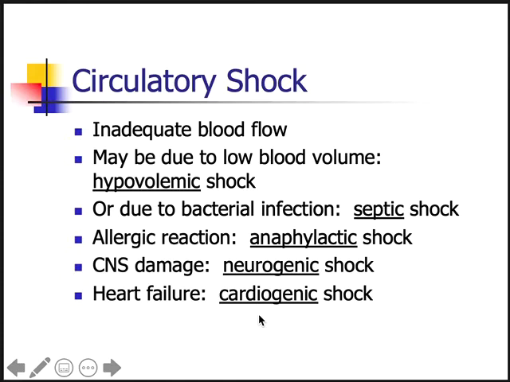So go ahead and you can research any one of these and teach us more about it. Okay, that's the end. Good job.